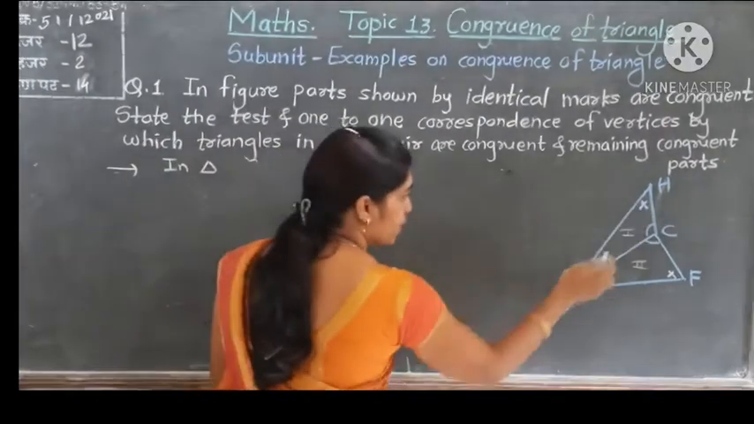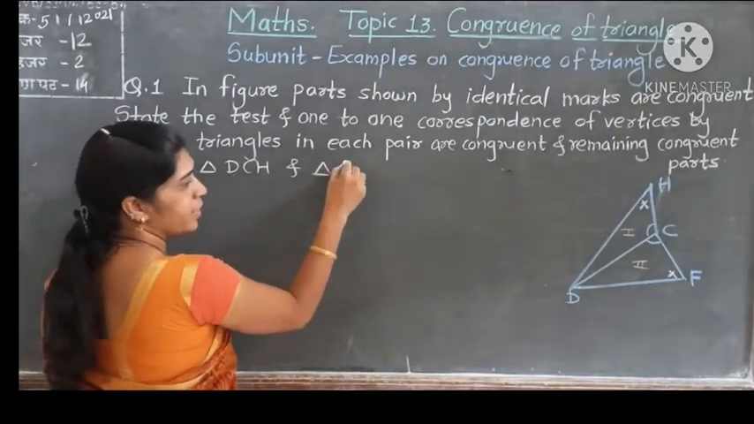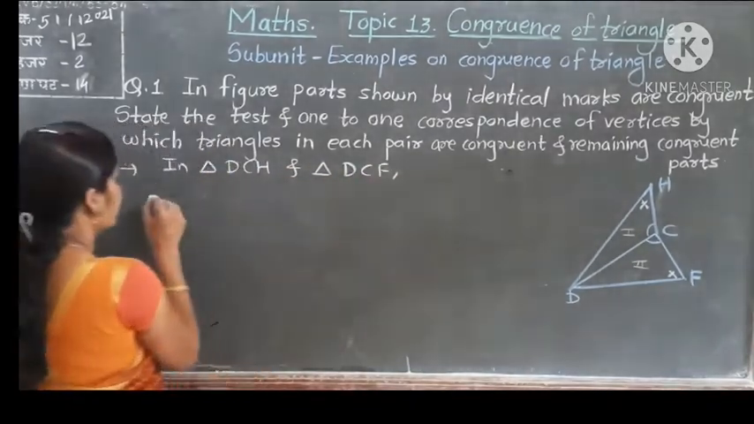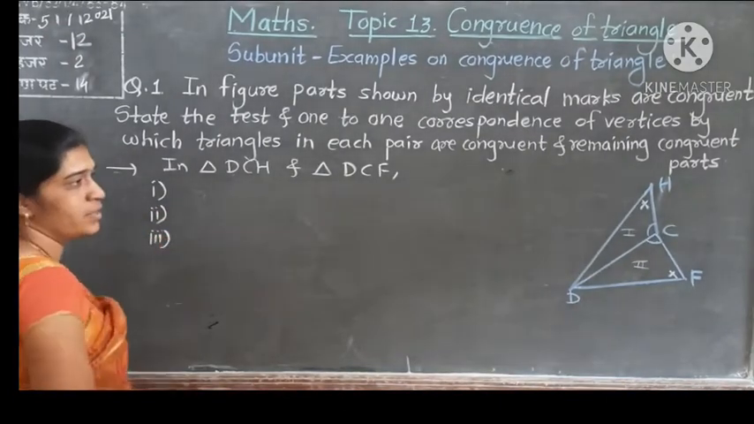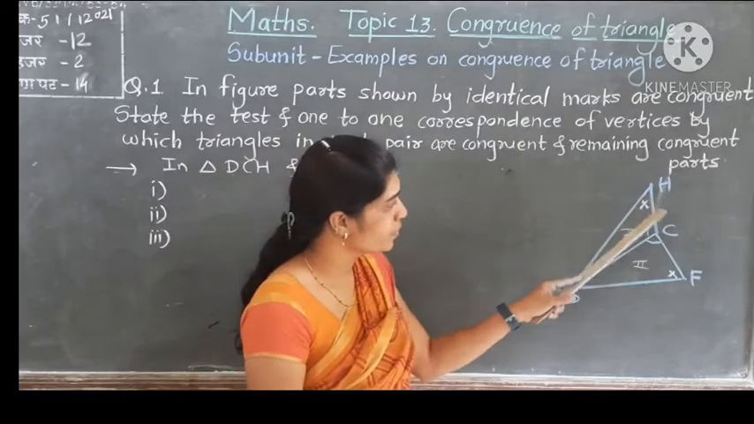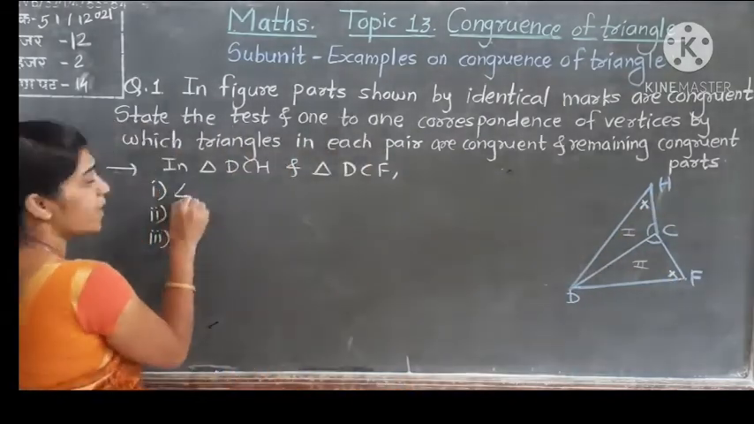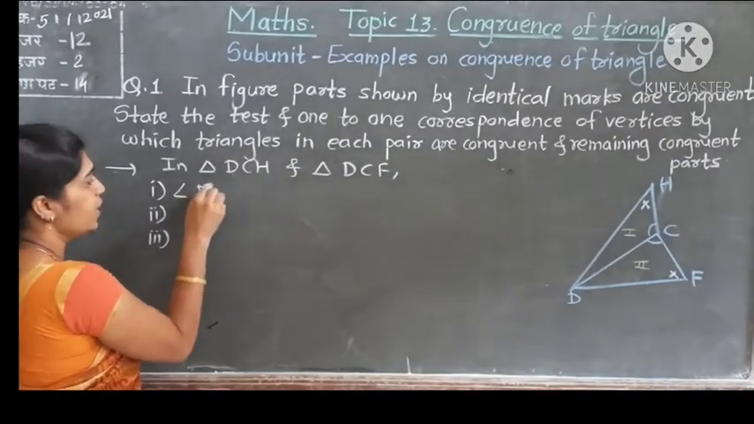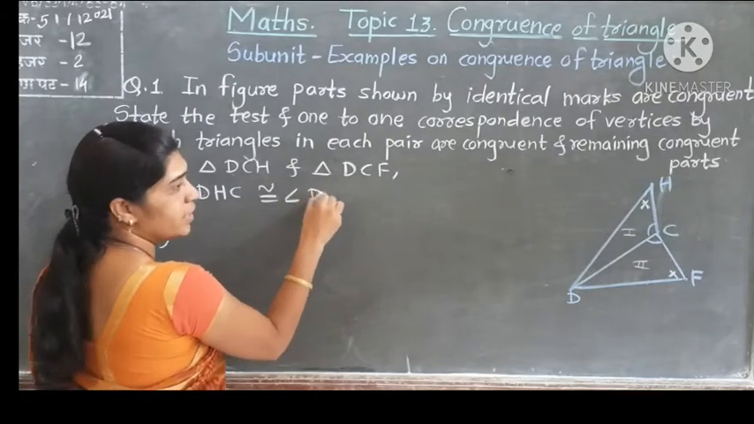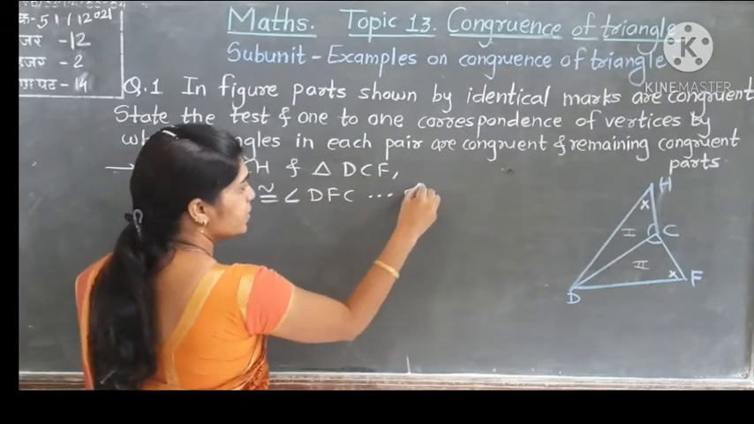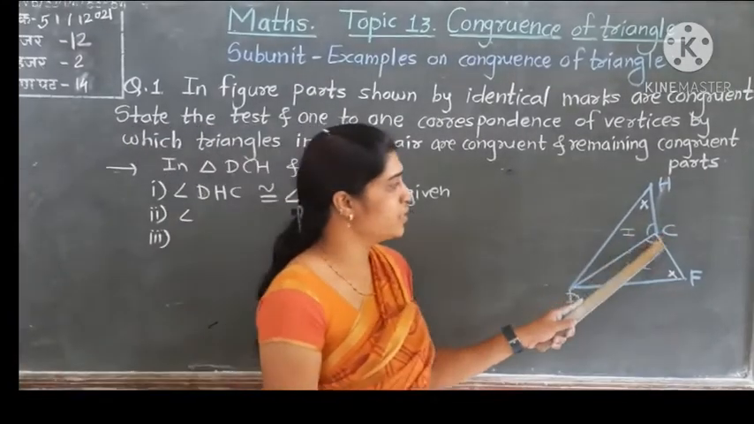Triangle DCH and triangle DCF. Which are the congruent parts shown here? See, 3 parts are given. Angle H is congruent with angle F. Angle H means angle DHC is congruent with angle DFC. It is given.